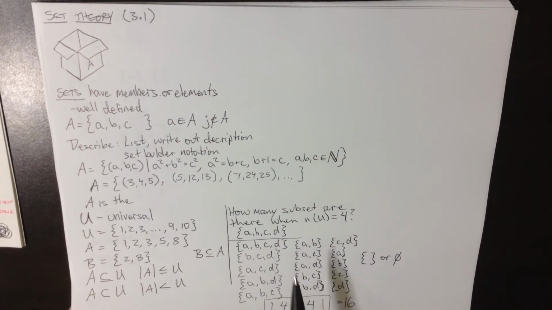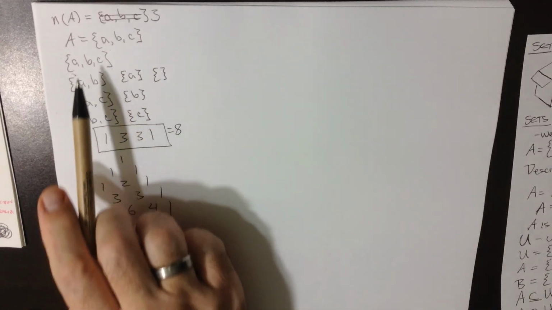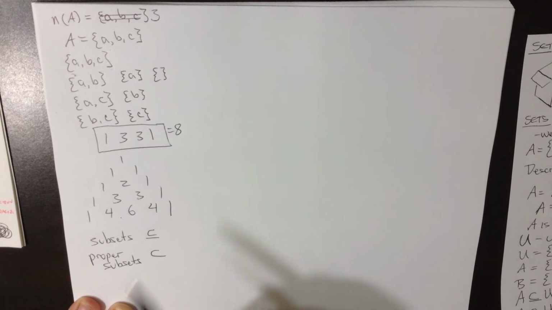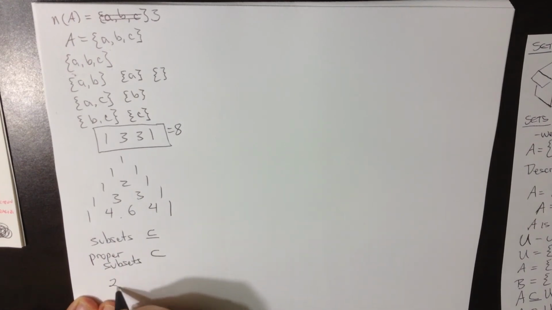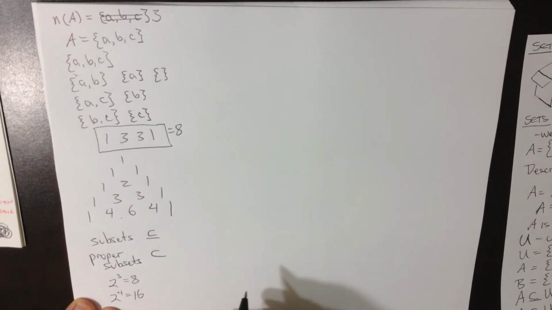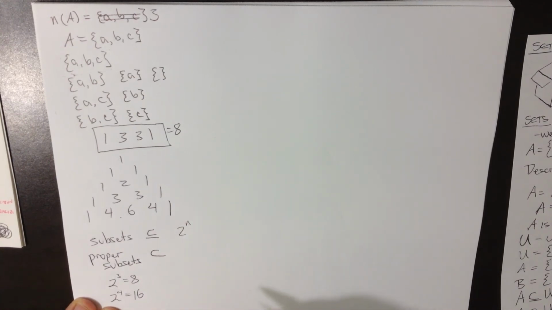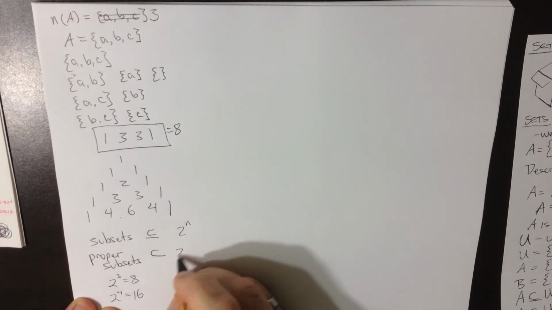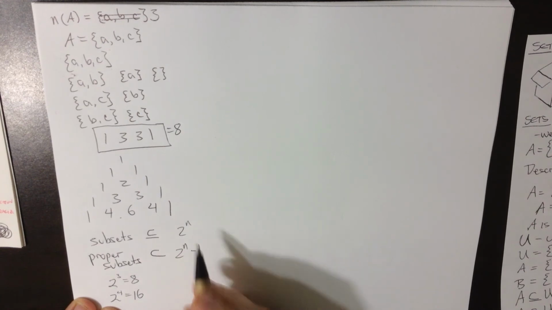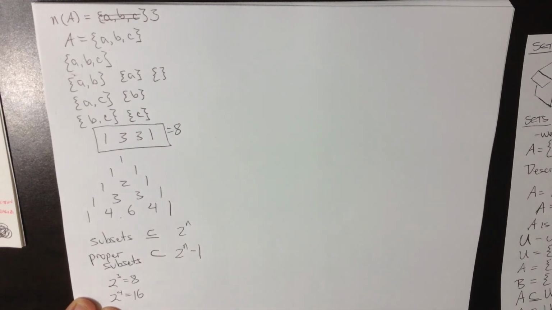Okay, but I want you to think about this. There's 4 elements in here, and we ended up with 16. There's 3 elements in here, and we ended up with 8. What is 2 cubed? It's 8. When there were 4 elements, we ended up with 16. So the number of subsets is going to be 2 to the n, where n is the number of elements in that set.